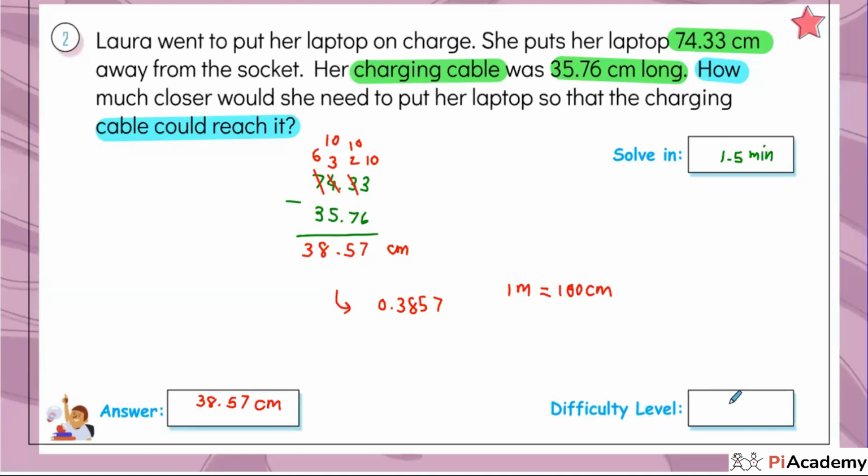Okay. So the difficulty level of this question is easy. For this, we have this answer, 38.57. So there is no problem, and the difficulty level is easy. Let's move on to the next question.